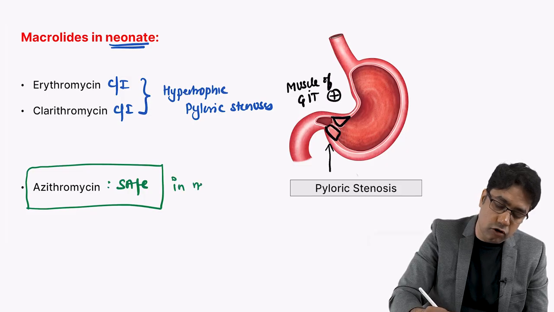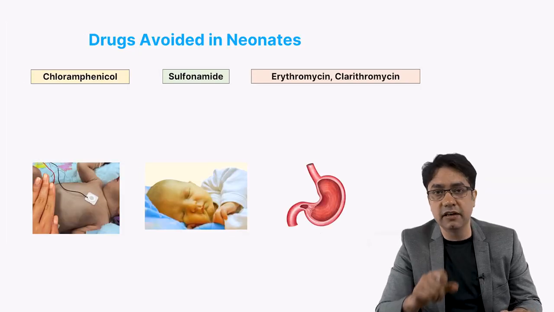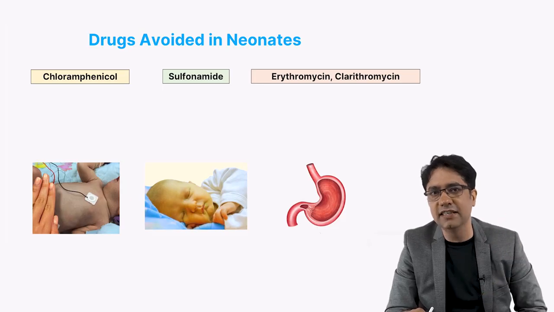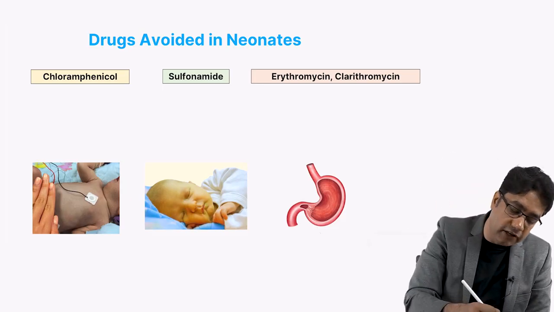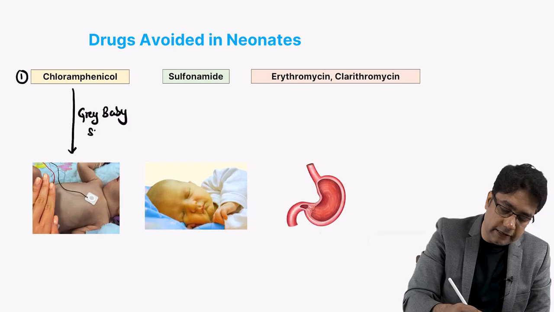But which macrolide is safe, which has no risk of causing hypertrophic pyloric stenosis? That is azithromycin. Next point, which drugs must be avoided in neonates? The first drug we discussed that is avoided in neonates was chloramphenicol. Chloramphenicol causes grey baby syndrome. That is why it is avoided in neonates.